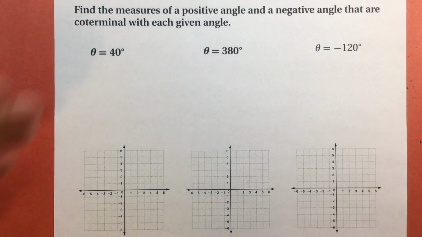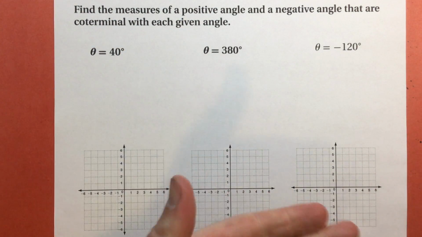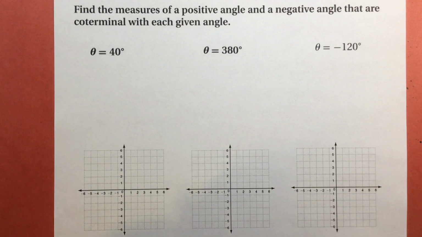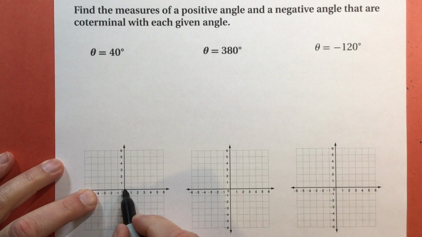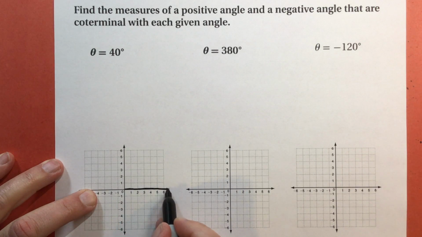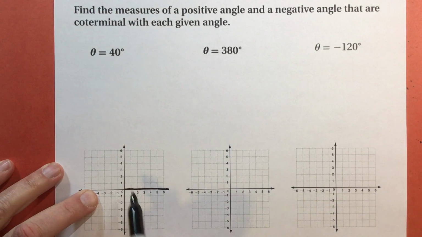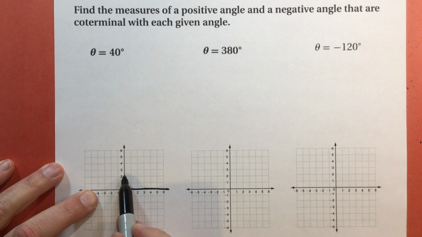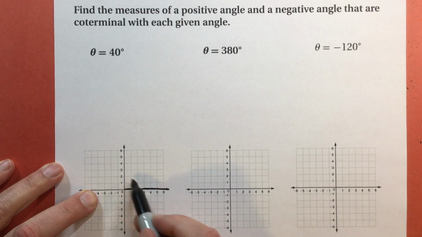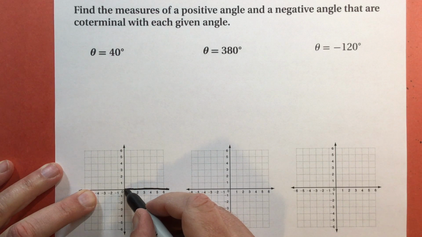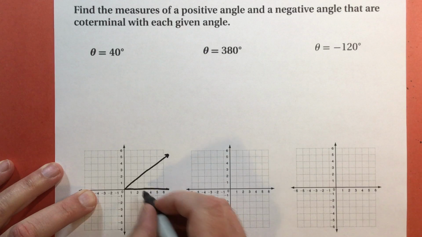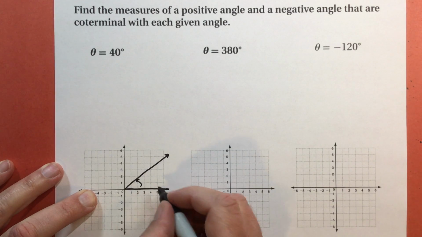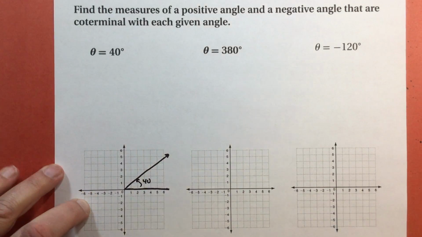Now, it does not say sketch it. I'm going to put the grids in here to sketch it just so that you can see what it looks like. And I'm not switching to the blue or red here. So here's my initial side. 40 degrees does not go all the way to 90. Halfway between here and here is 45. So 40 degrees would actually probably be closer to that. So this is going to represent 40 degrees.